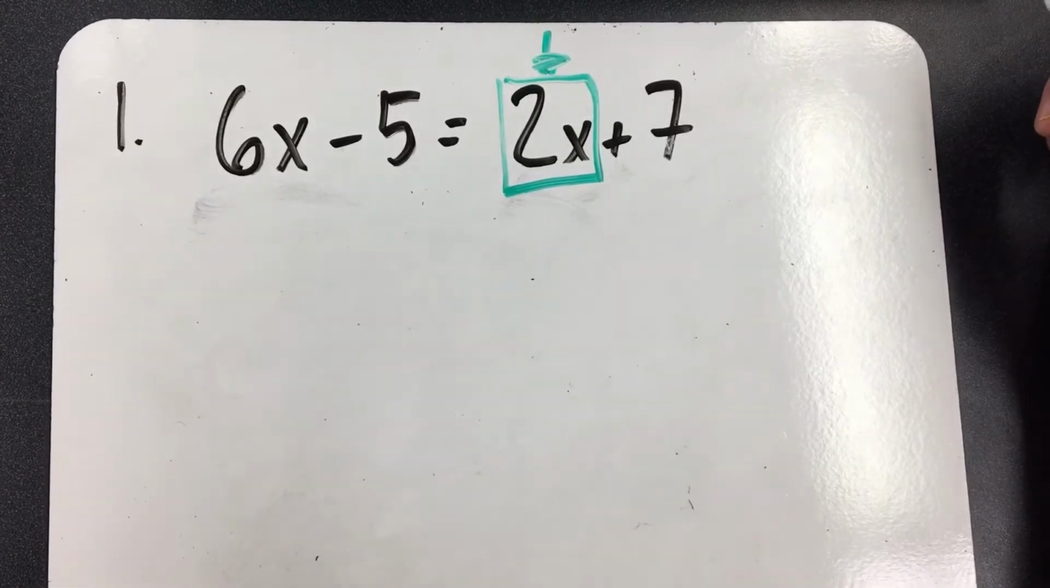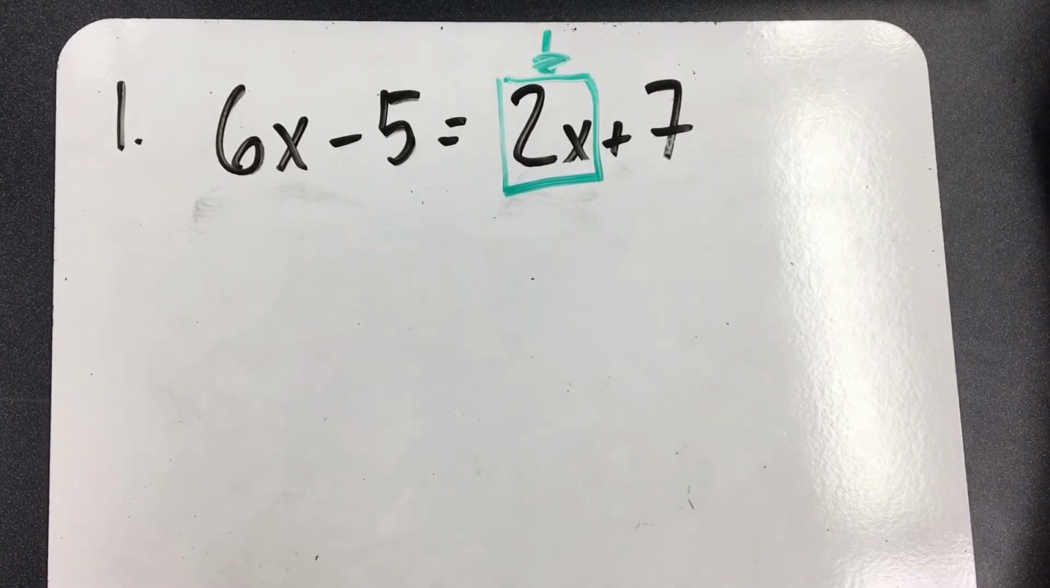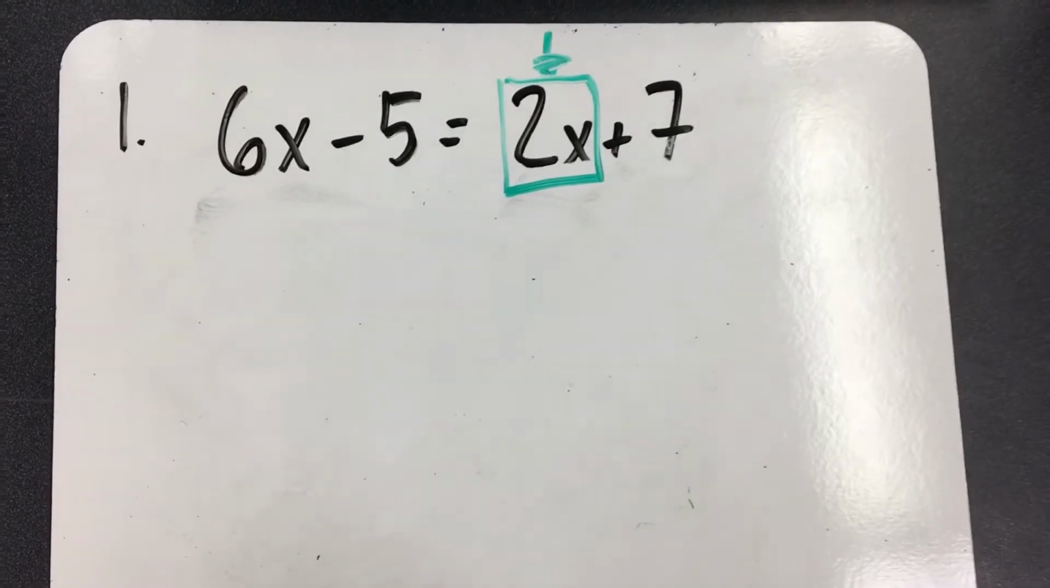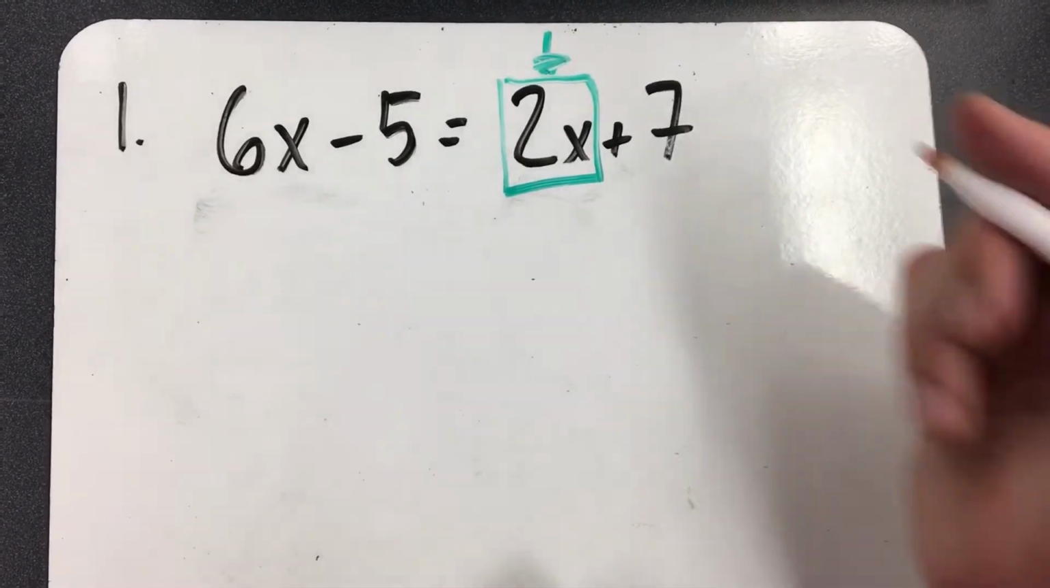I want to undo this. How can I undo 2x's? What's going to be the opposite of having 2x's? How could I cancel this out and make it equal 0 x's, right? I don't want to have any x's on the right-hand side. I'm not used to seeing that. And so what can I do to make 2x's disappear?